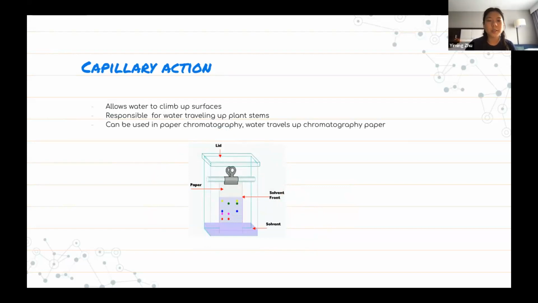So this is also responsible for water traveling up plant stems, and it can be used in paper chromatography. So like where the water actually travels up the chromatography or filter paper. To be more specific, you would put this paper with dots of ink down here, and the water would separate the ink while it sits in there and travels up the filter paper.